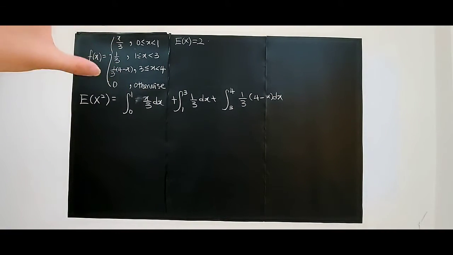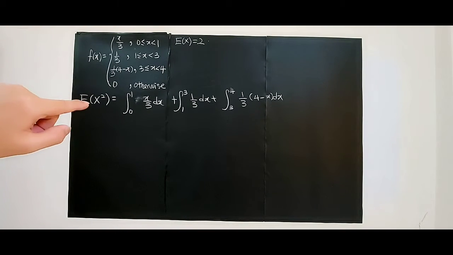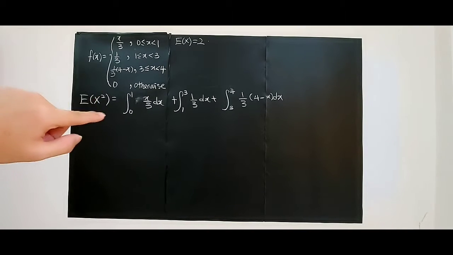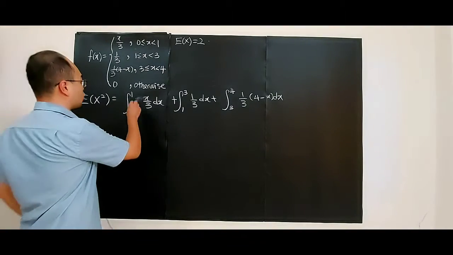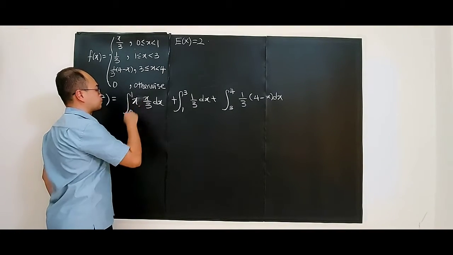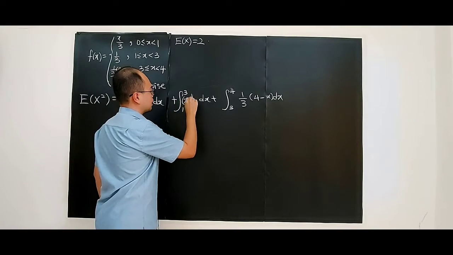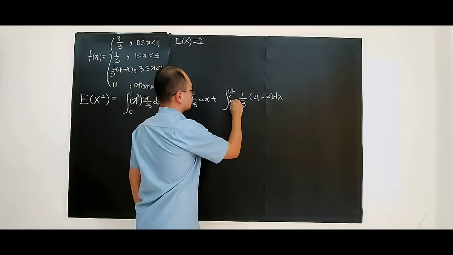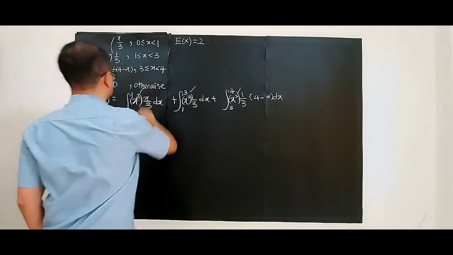This is a probability density function, so if you add up all the intervals, the total probability will be 1. But now you are finding the expected value of the function x to the power of 2. So with the expectation, you have to multiply all the integrals with x to the power of 2. This one also you multiply with x to the power of 2, and this one also. This is very important, alright?